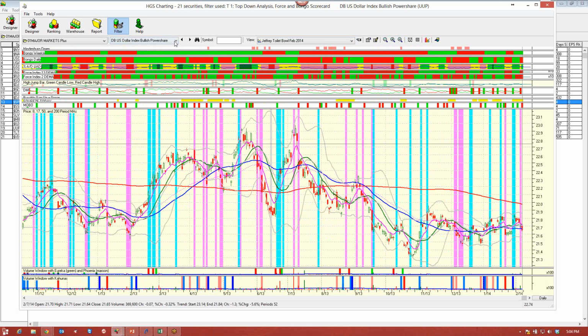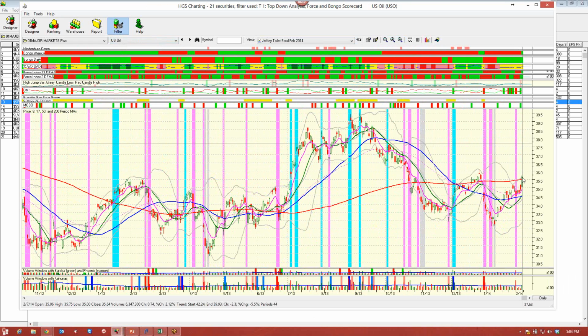We could also take a look at oil. USO popped above the 200-day moving average. Green on the momentum indicators. Had a Mobo breakout, but not from a squeeze on Thursday. It might be interesting to see if oil goes up.